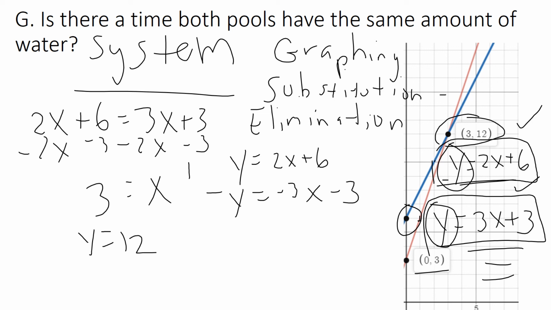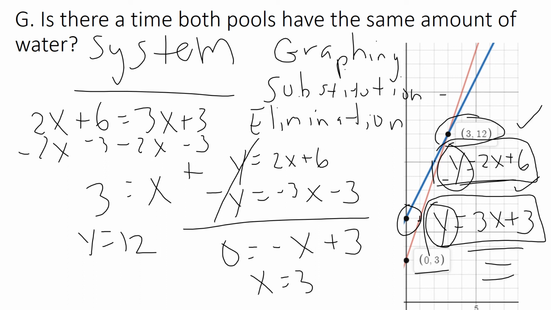Then I'm going to add those equations together. Again, the whole point of elimination is that one of the variables should eliminate, which in this case is the y. So 0 equals negative x plus 3. Move the x over, plug it back in to get a corresponding y value of 12.